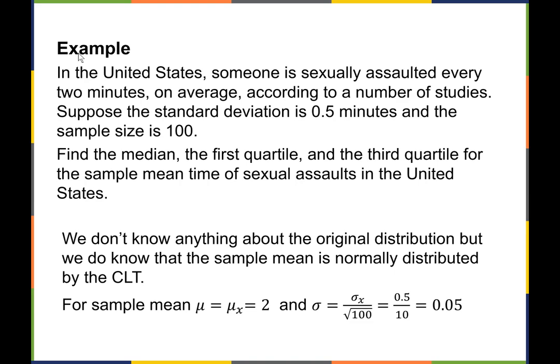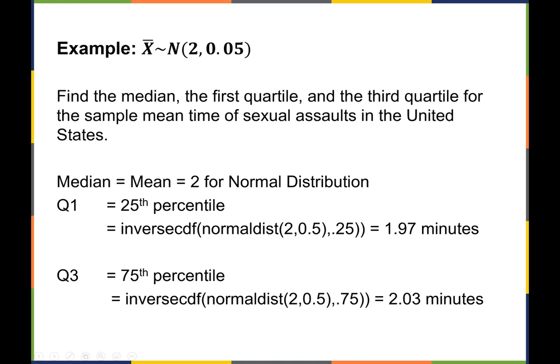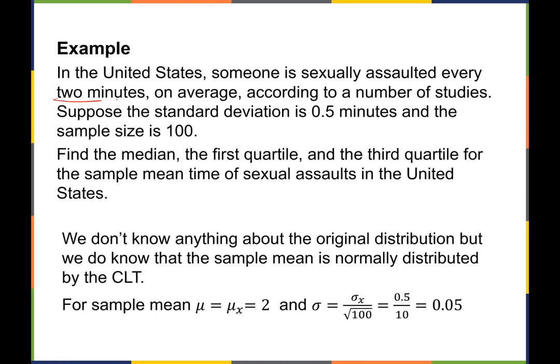Now, we don't even know what distribution this is. We just know that it has a mean of 2 minutes and a standard deviation of 0.5 minutes. And we are looking at a sample size of 100. All right. We do know by the central limit theorem that if we look at the mean values, that's going to be normally distributed.